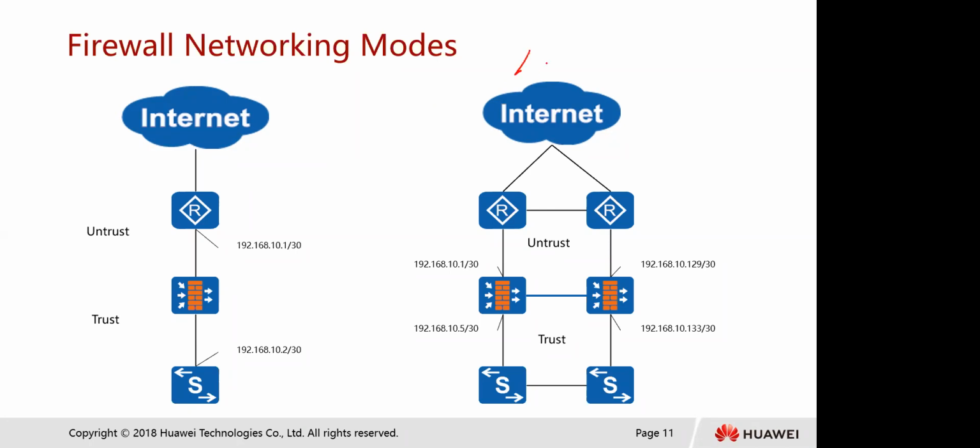In mode 2, we said it operates at layer 3, because why? There's some kind of routing done by our firewalls, okay? So in this mode, our firewall is located between an intranet and the internet.